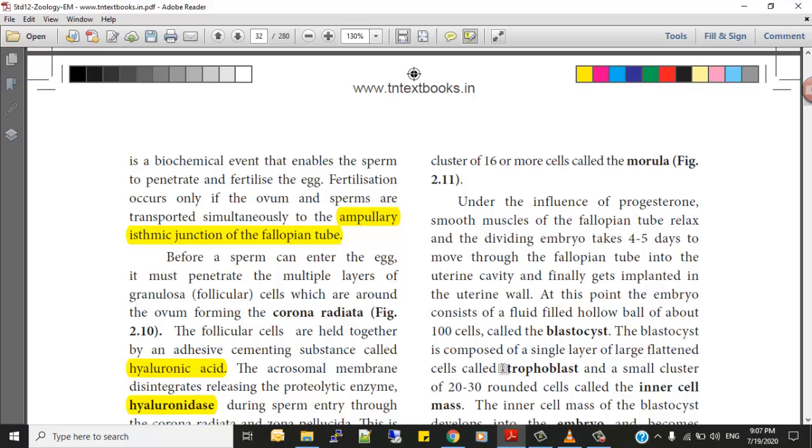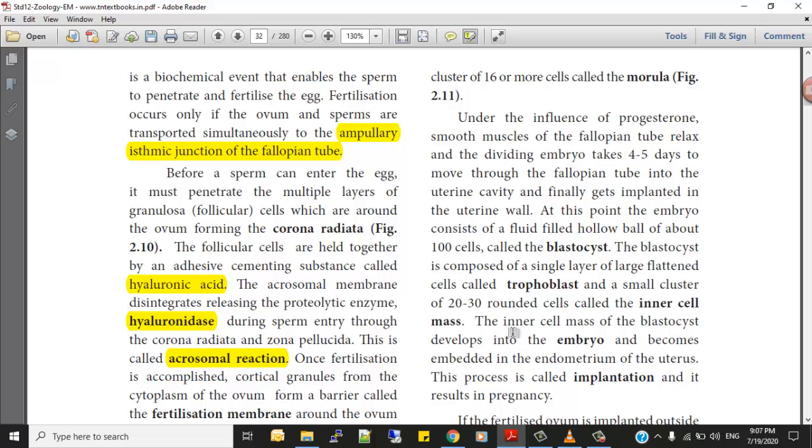The blastocyst is composed of a single layer of large flattened cells called trophoblast and a small cluster of 20 to 30 rounded cells called inner cell mass. I think you saw in the video. The inner cell mass of the blastocyst develops into embryo and becomes embedded in the endometrium of the uterus.